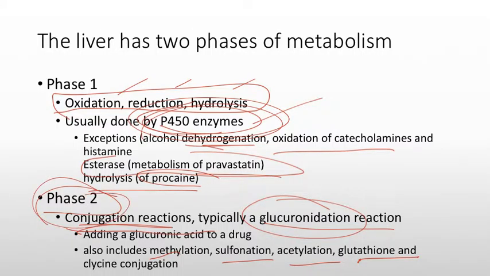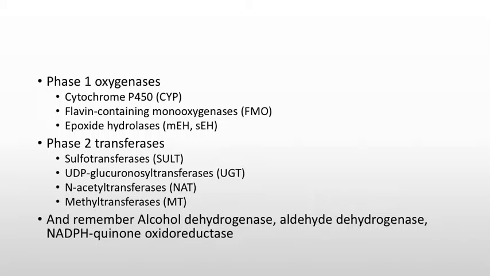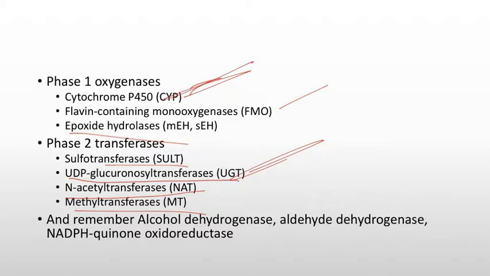So if you're attaching a large water-soluble group to your molecule, it is called a phase 2 reaction. The enzymes involved in these reactions, by and far in phase 1, cytochrome P450. There's also the flavin-containing monooxygenases and the epoxide hydrolases. In phase 2, by and large, you're going to be using the UDP glucuronidyltransferases, but there's also the sulfotransferases, the N-acetyltransferases, the methyltransferases. But if you're looking for two things to remember, P450 and remember UGT, or UDP glucuronidyltransferase.